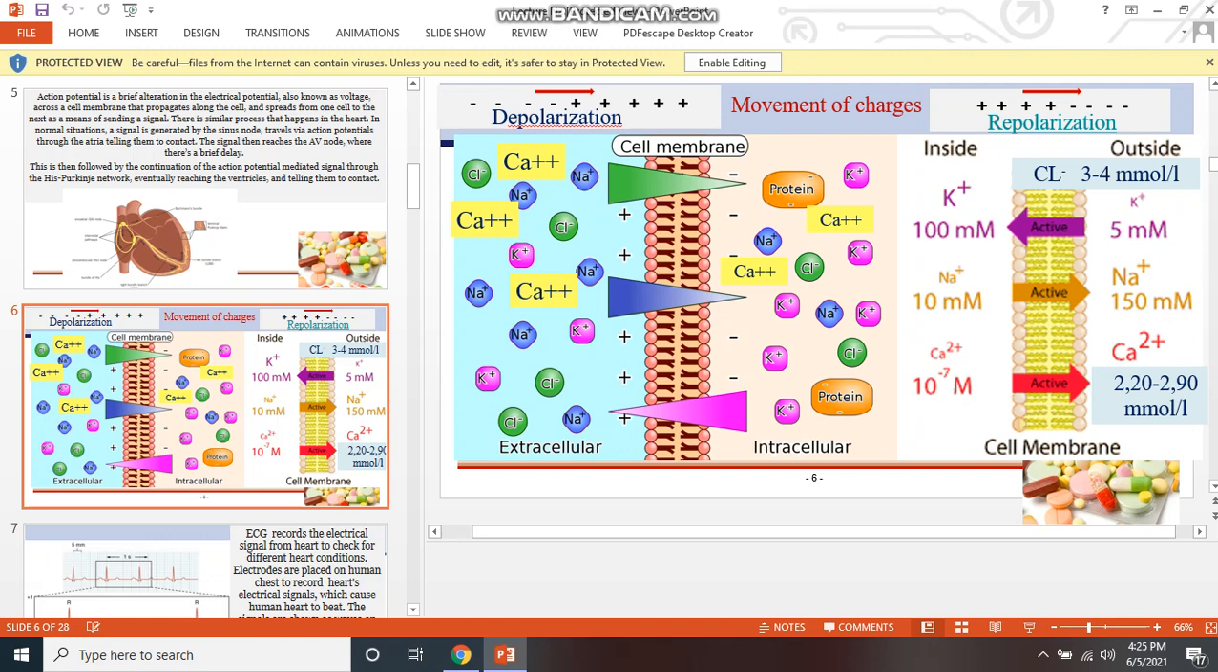In depolarization, you can see the extracellular space, the intracellular space, and the cell membrane, inside and outside. Inside there is potassium, sodium, and calcium. Outside there is lower potassium, higher sodium, and higher calcium, while inside there is higher potassium, lower sodium, and lower calcium.